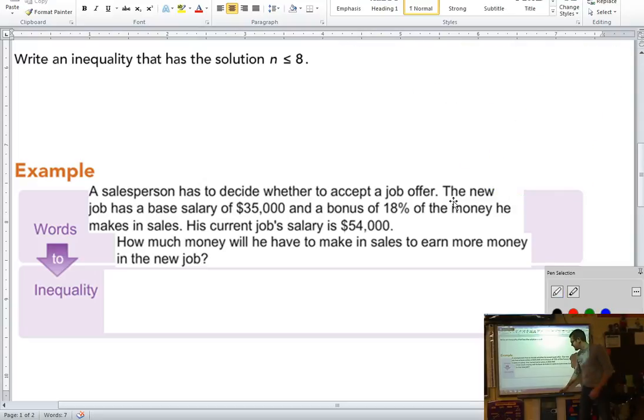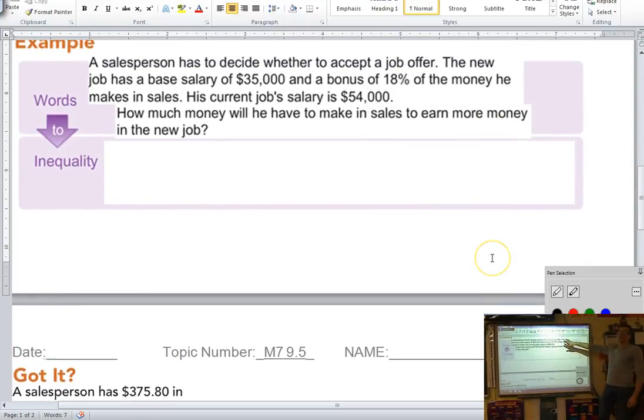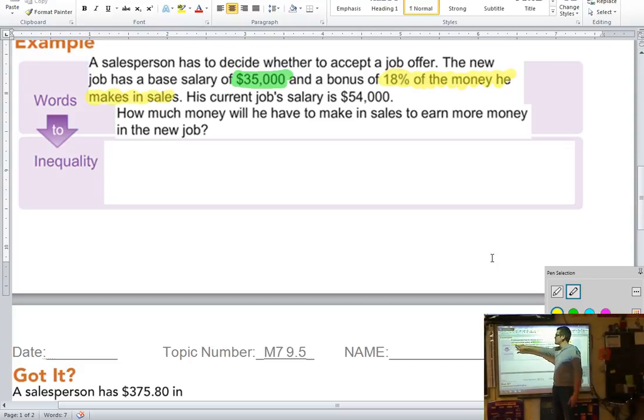Okay, again, I hit clear accidentally. So, again, our homework's going to be a lot like these sort of word problems. So now a salesperson has to decide whether or not to accept a job offer. They have a base salary of $35,000, which is just under what I made my first year teaching. A bonus of 18% of the money he makes in sales. So that's really important when we're highlighting things. You can't just highlight the 18% because it's 18% of what? Of what he makes in sales.